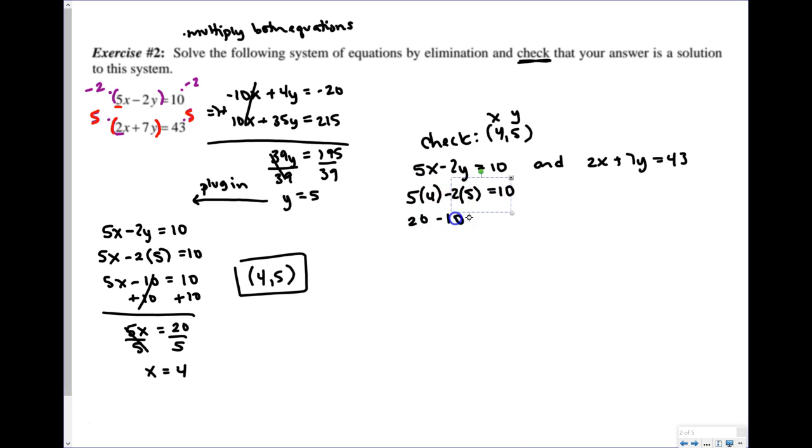Negative 2 times 5 is negative 10. And 20 minus 10 is 10. So it does work for our first equation. Second equation, plug in 4 for x and plug in 5 for y and see if it works.